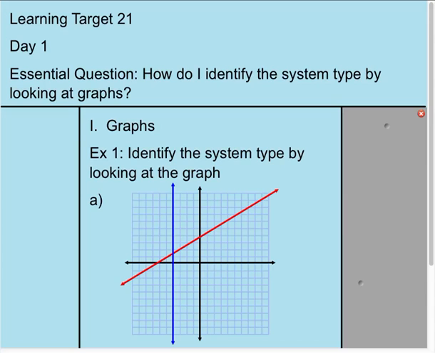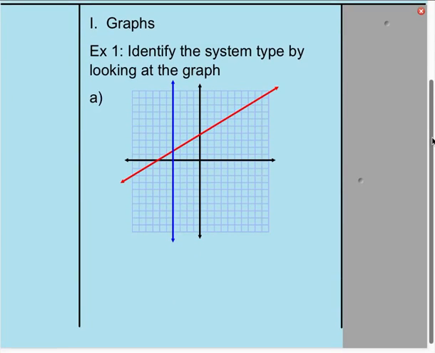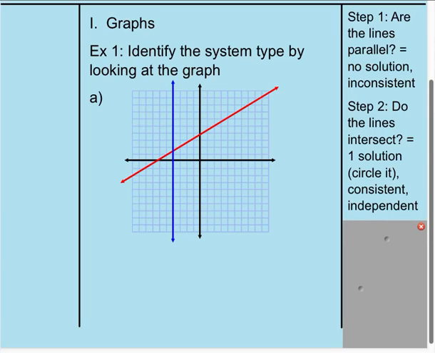All right, so when you're determining if a system is consistent and independent, consistent and dependent, or inconsistent, you ask yourself one of three questions. You can ask these questions in any order, so don't worry about the order that I have the steps written out. The first is, are the lines parallel? Well, in our case, no, they're not, so we're going to move on to the second question. Do the lines intersect? In this case, yes, they do, so I'm going to circle the point where they intersect.